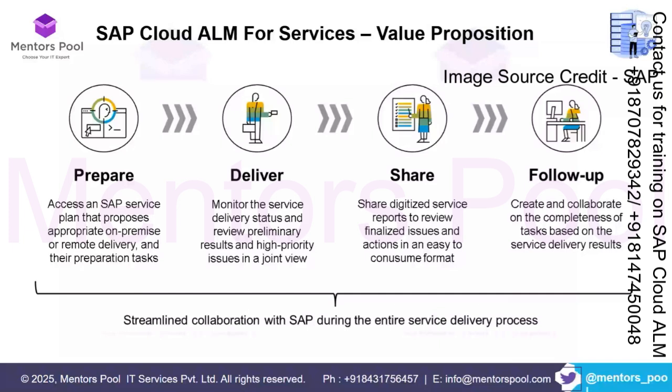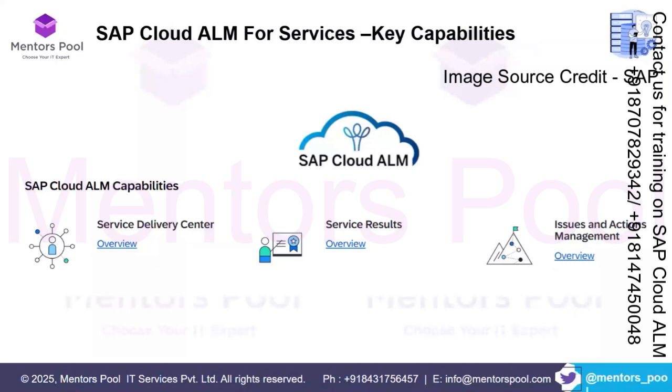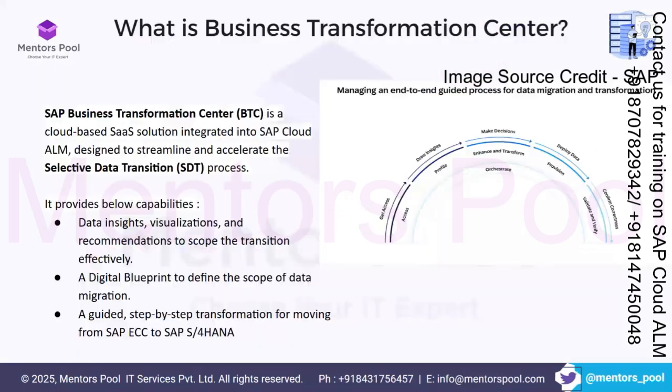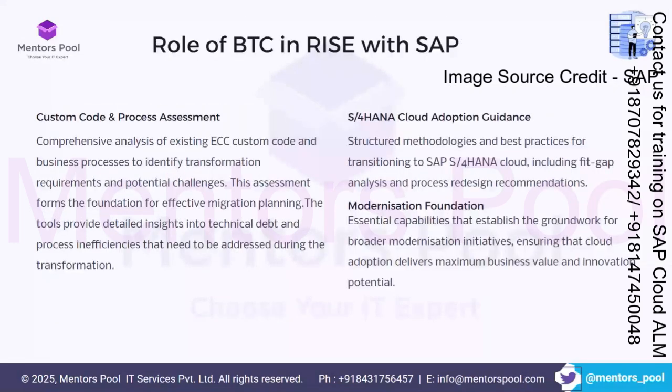We are going to discuss its key capabilities and the benefits of using ALM. And we are going to discuss one of the hot topics people are recently looking into, the business transformation center, which is helpful in selective data transition, which is Bluefield migration. We will discuss its role, its capabilities and how we are going to use it. And then at last, we are going to see a demo of a use case scenario, how we are going to fit this ALM into the real-time industry.